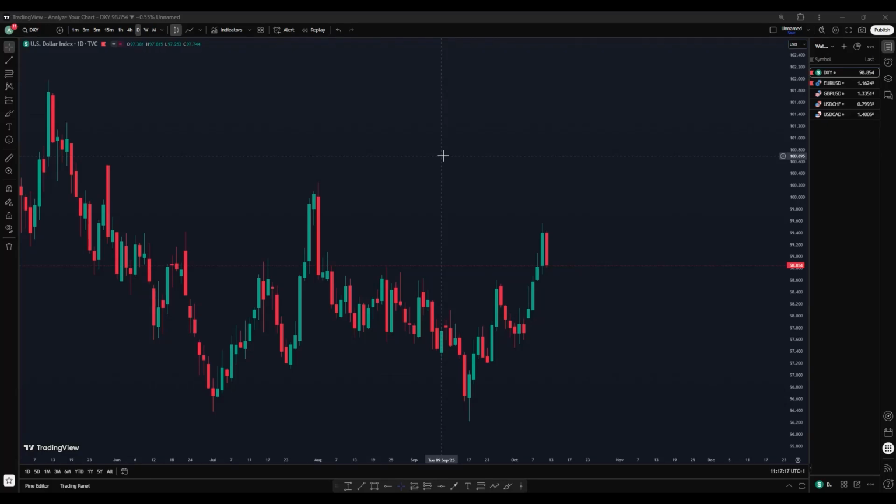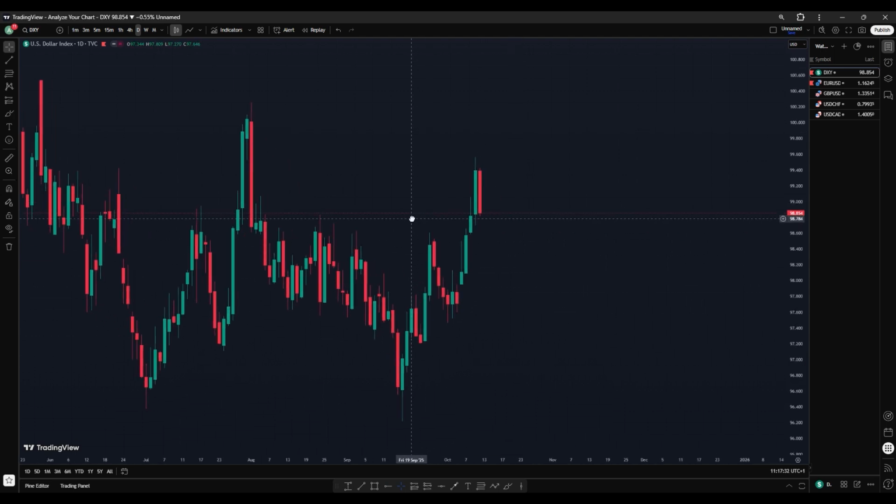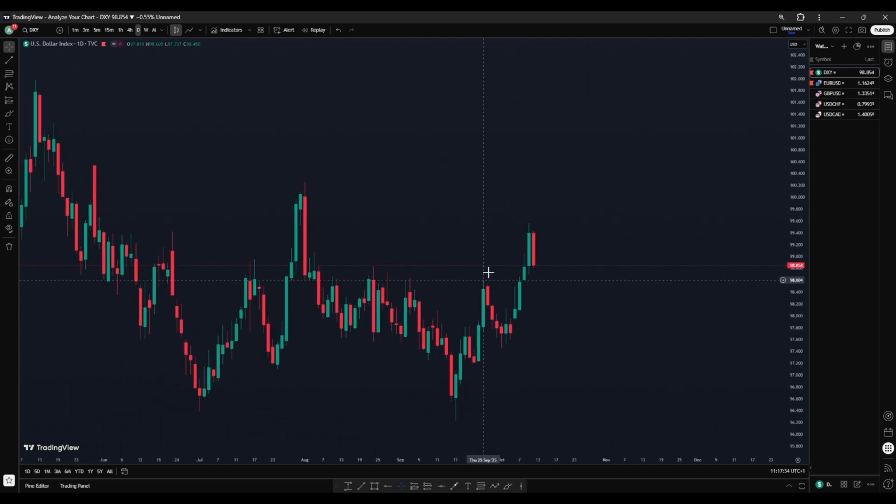And as usual, we are going to be going through the dollar index. Now, looking at the dollar index on the daily time frame, we can clearly see that we are still in an uptrend. Now, why do I say this? Because as you can see, we are currently creating higher highs and higher lows, right? And what I'll be expecting for the coming week is for price to continue this uptrend.